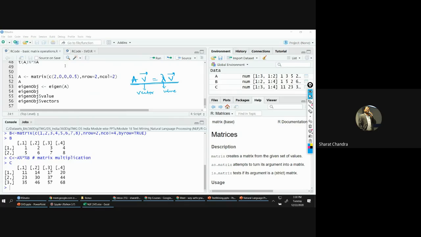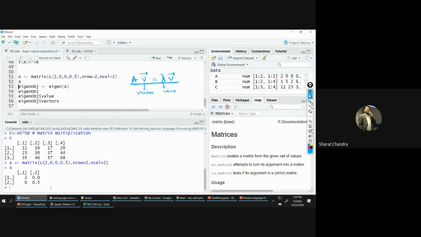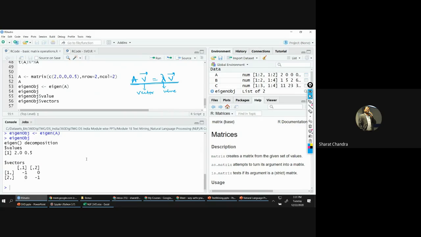So here I'm creating a 2 by 2 matrix, a square matrix. This is A. If I apply eigen to A, it gives us results which are eigen objects. You can see eigenvalues and eigenvectors. So there are two eigenvalues and eigenvectors that are captured. You can separately capture eigenvalues 2 and 0.5, and you also have eigenvectors. What does that basically mean? Let me show you.